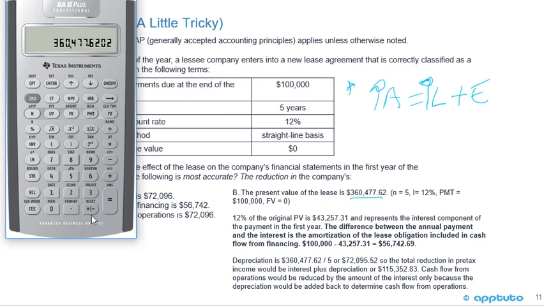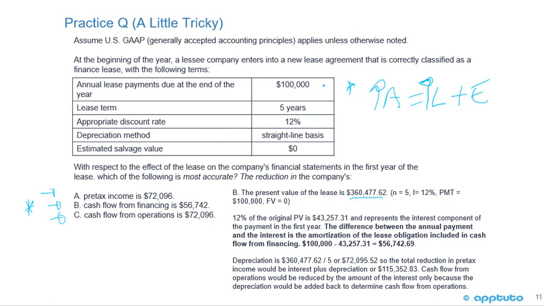So again, using my calculator keystrokes, I can just click on the plus or minus key and keep going because I'm going to calculate my interest for the year. I can just multiply by 0.12, and now I've got my interest for the year, which is $43,257.31, okay? So that's my interest. So now I know when I make that lease payment at the end of the year, I have an interest component already and I have a principal component, okay?